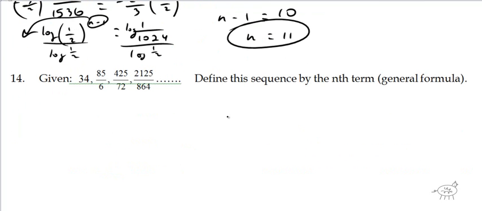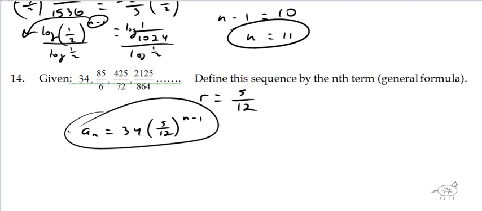So given the sequence, define the sequence by the nth term, the general formula. No solution required, of course. And you pretty much can see it's certainly not arithmetic. So if I divide it out, I wind up getting r equals 5/12, right? And so really pretty easy now. Now it's just a sub n equals the first term, a sub 1 times r to the n minus 1. That's it. That was easy schmeezy.